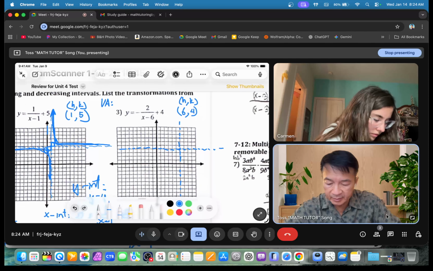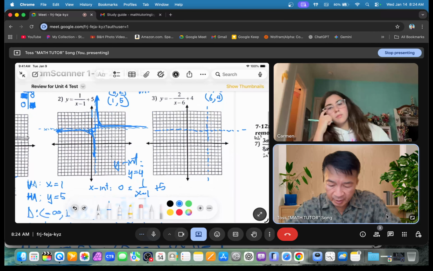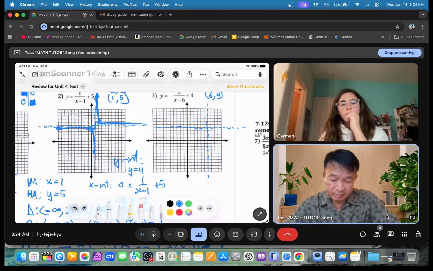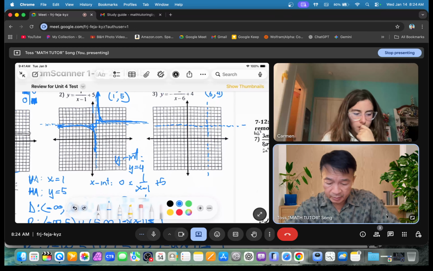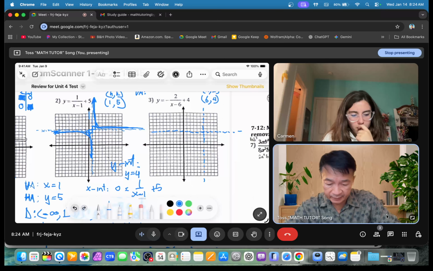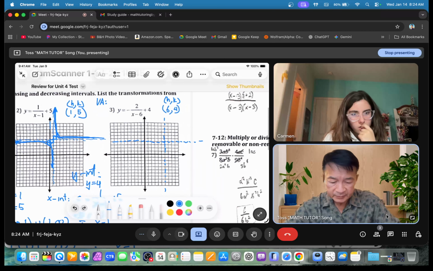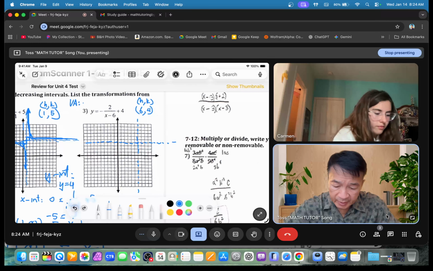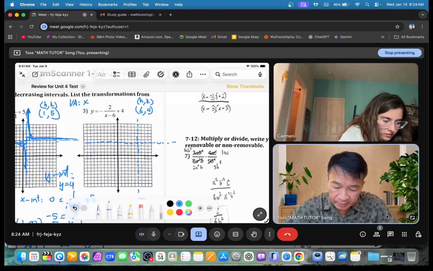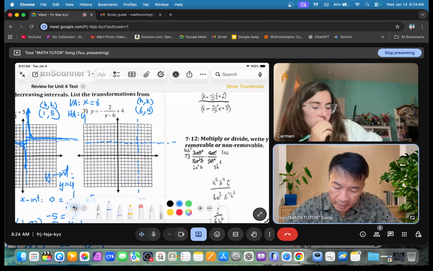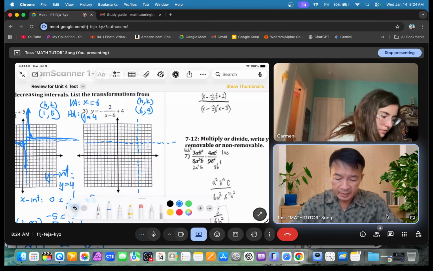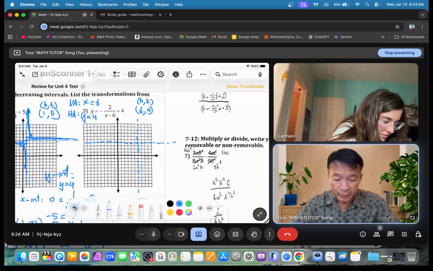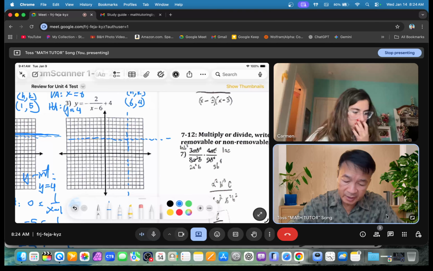If you look at number 2, your VA, you can make a note on this if you want, your VA will be x equals 1. Your HA is y equals 5. You see that? Okay. So therefore the VA, vertical asymptote, is x equals 6. Your HA is y equals 4. All right, now for a quick sketch without the transformation table, here we go.